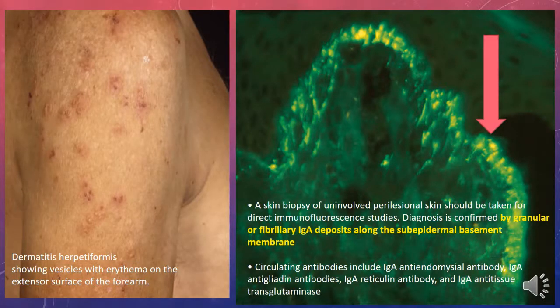So if you go for a skin biopsy of the lesion, the skin on histologic examination characteristically shows a subepidermal blister with neutrophils in the blister cavity. Okay, though this is not specific, as nothing is 100% specific in the medical field. But the thing is that a subepidermal blister with neutrophils in the blister cavity is seen, and a skin biopsy of an involved perilesional skin should be taken for direct IMF.